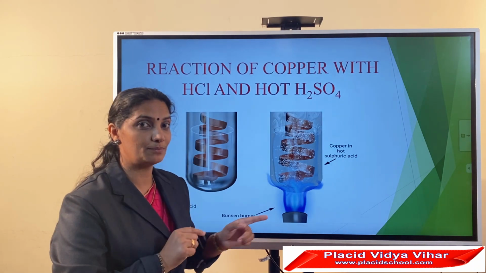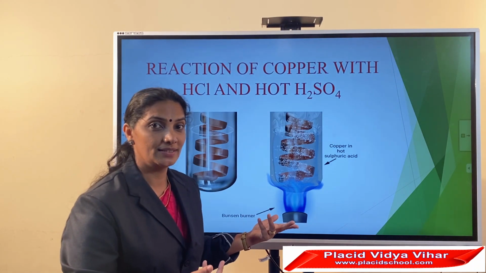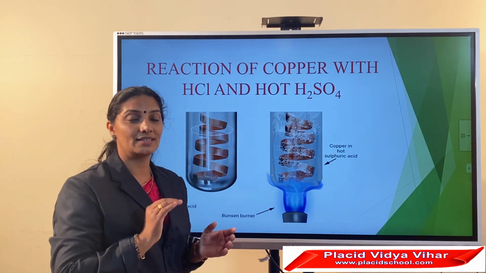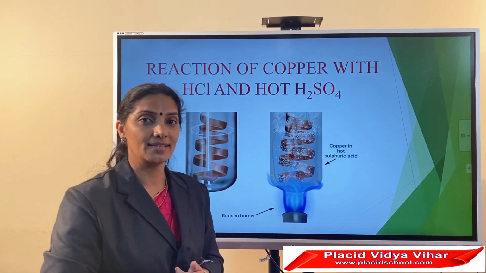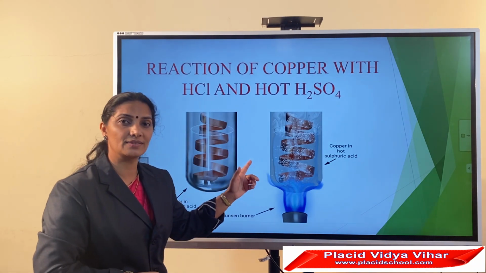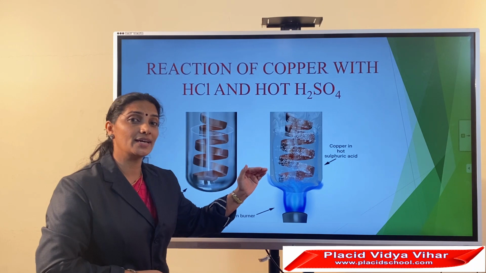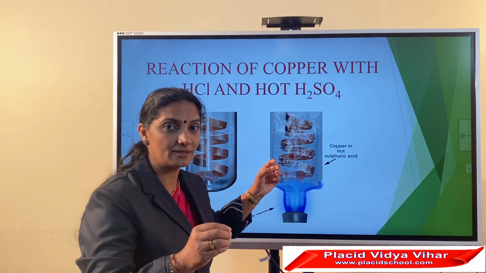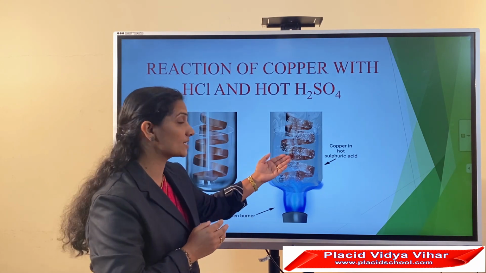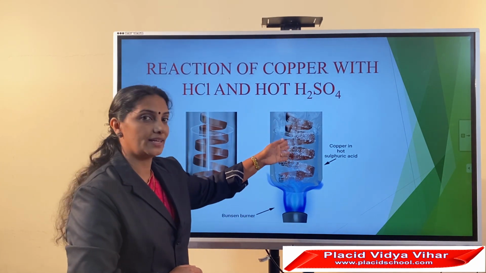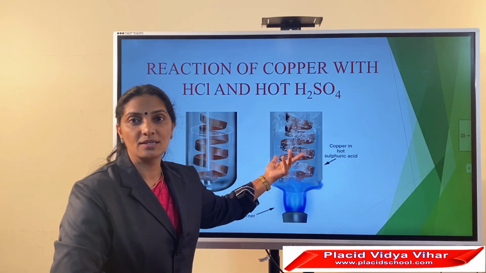But one more important point is there. What is that? The test tube is heated. That means the reaction takes place only by heating. It says that copper cannot react with hydrochloric acid, but it can react with hot sulfuric acid. When hot sulfuric acid is added, copper starts to react. As a result, this reaction takes place. Bubbles are produced.